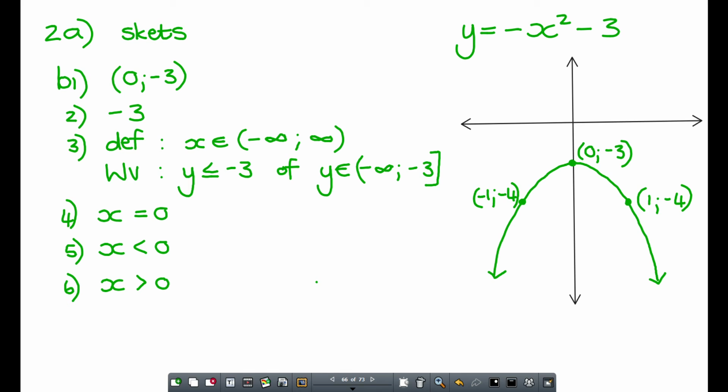If I read it from left to right. Kyk gou hier, wat gebeur met my y-waardes? Hulle raak meer. Nee. En wat gebeur met my x-waardes? Hulle raak ook meer. Do you guys see that? So this part of the graph will be an increasing function. Nee. So stygende grafiek.